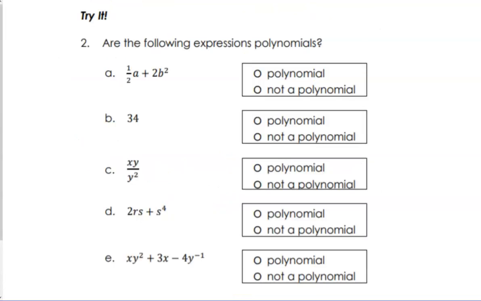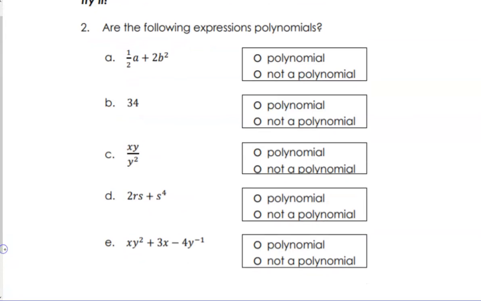Try it. So I want you to pause the video. I want you to go through and look at our examples here, A through E, and decide for yourself if it is or if it is not a polynomial. So go ahead and pause. All right, check your answers with mine.